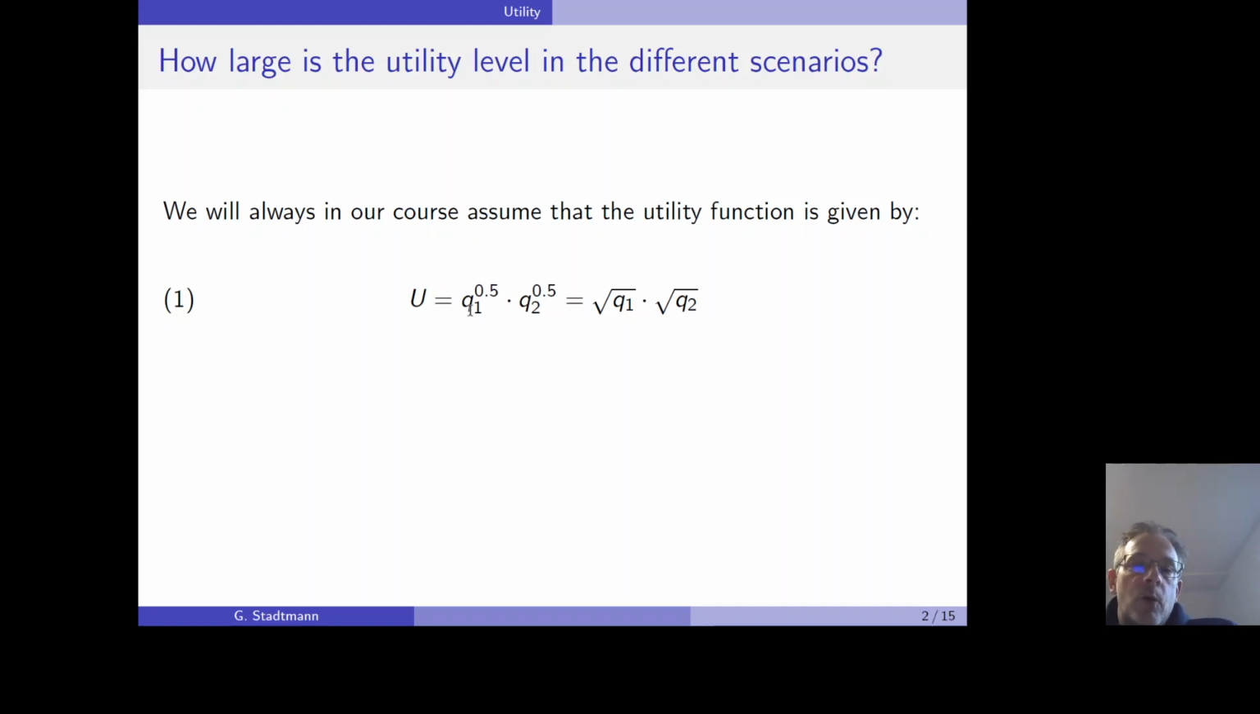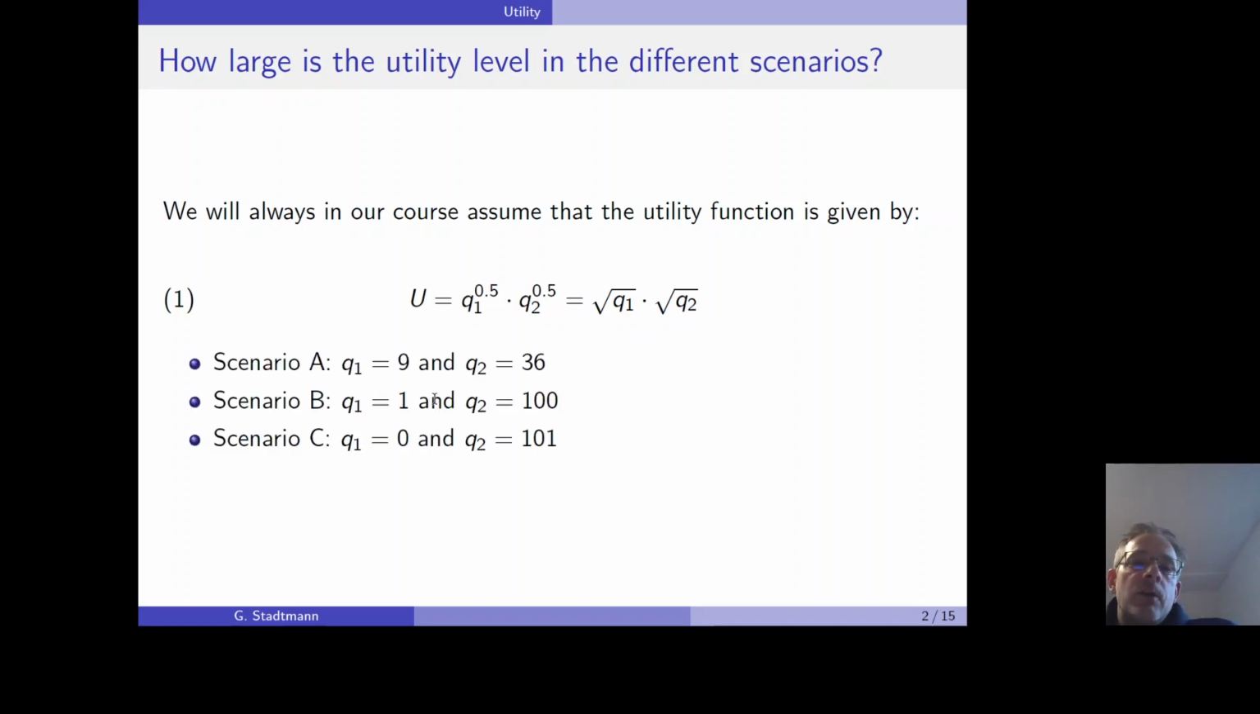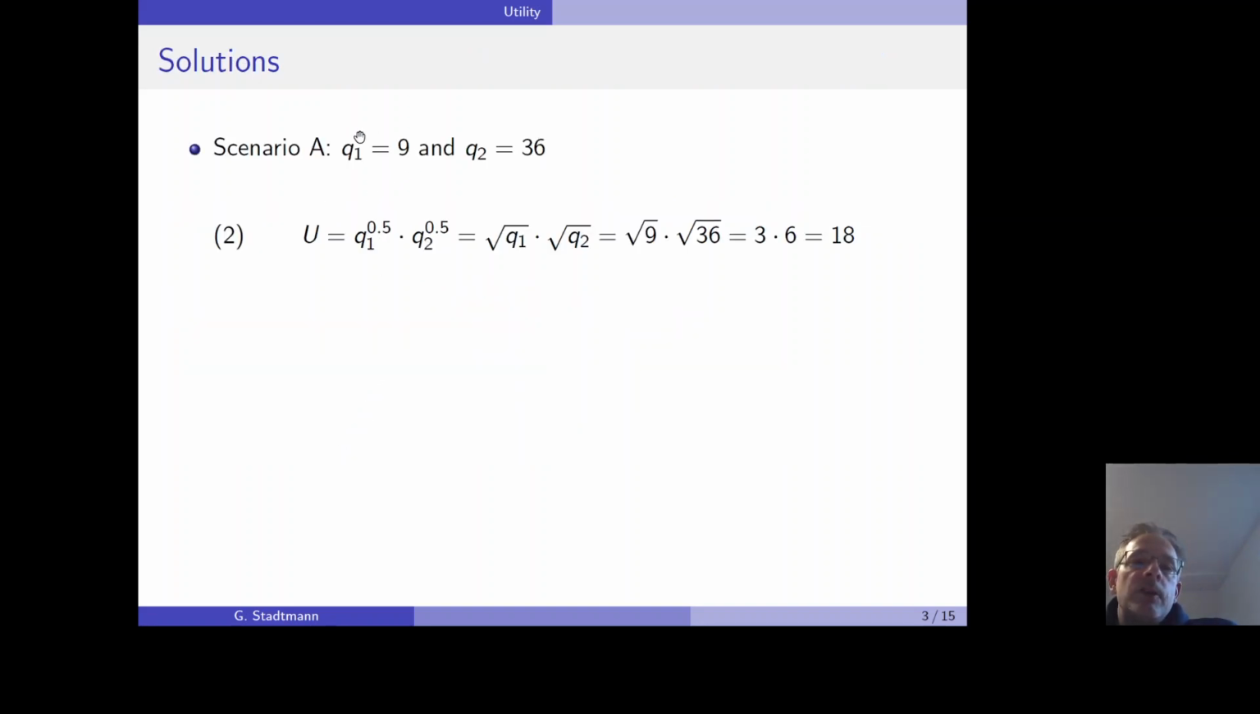Utility depends on the quantity consumed of good 1 to the power of 0.5 times the quantity consumed of good 2 to the power of 0.5, so the utility is equal to the square root of q1 times the square root of q2. Now I would like to know how large the utility level is in the different scenarios, A, B, and C. Let's check. We have to insert the quantity consumed of q1 in this part and the quantity consumed of q2 in this part.